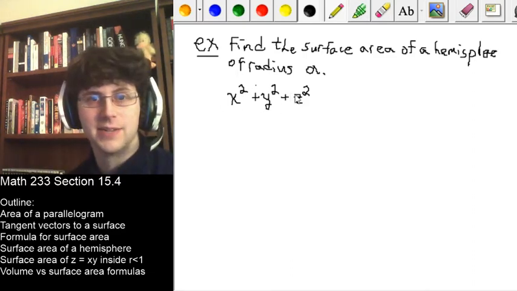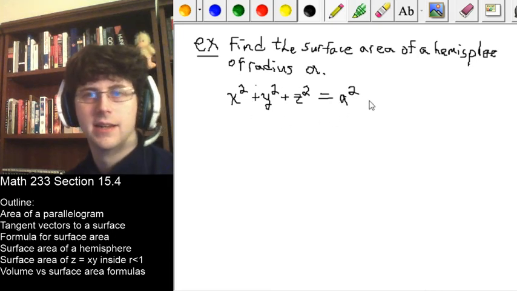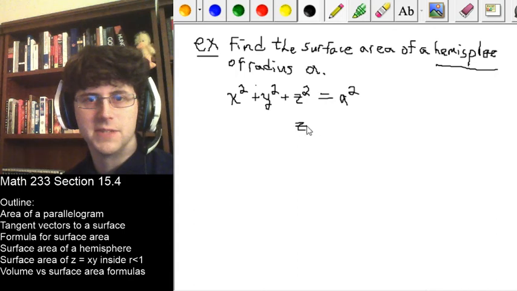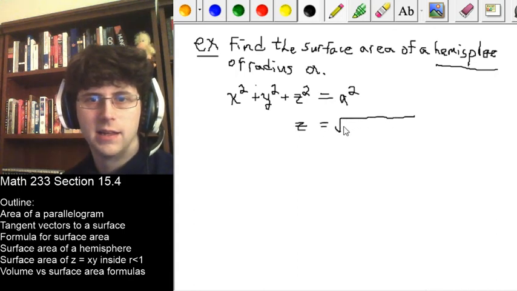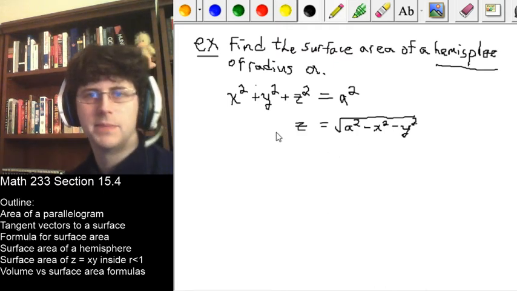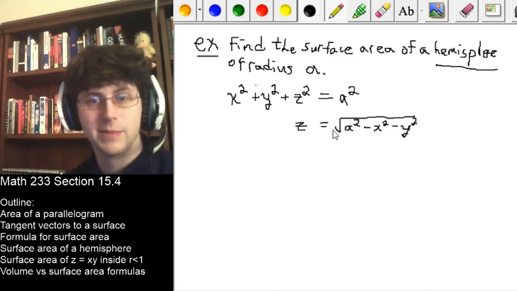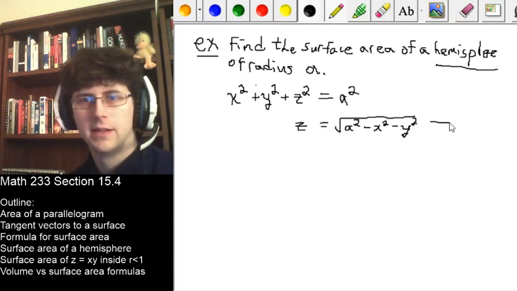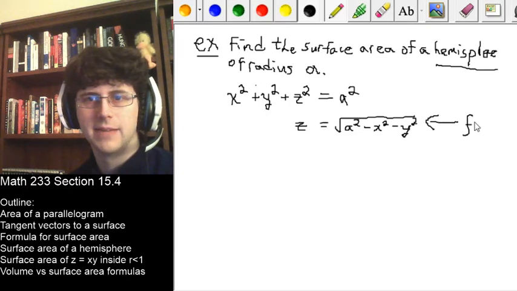So we're going to do x squared plus y squared plus z squared equals a squared. This is the whole sphere. If we just want a hemisphere, then we can just do the top part, which is we'll solve for z. And you can tell that I did the top part because normally the square root would have plus or minus, but I just picked plus. So this will be my surface. This is my f of xy.